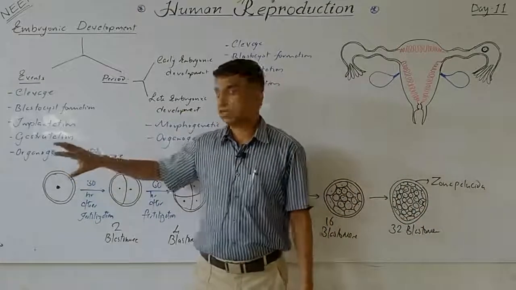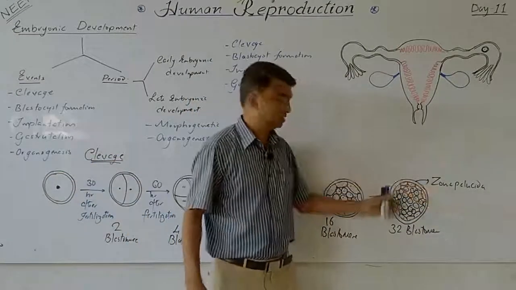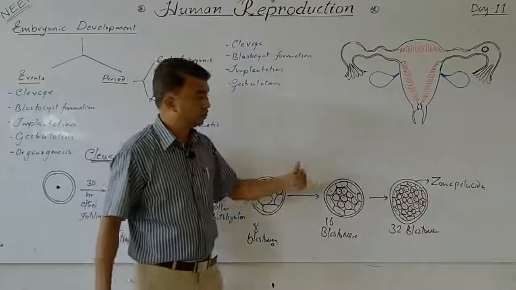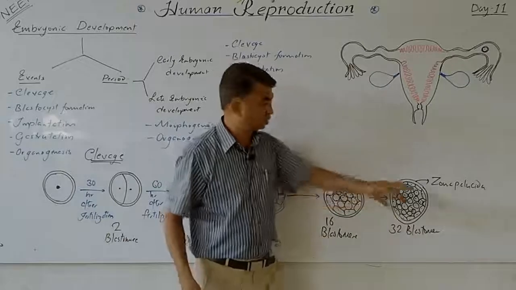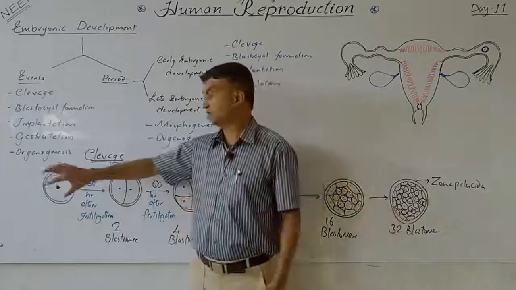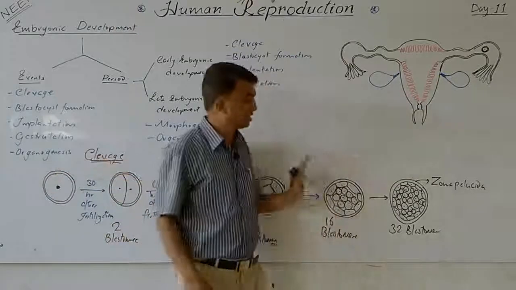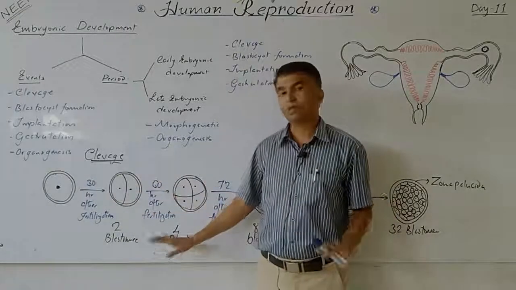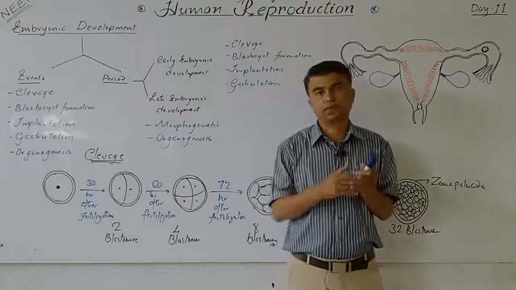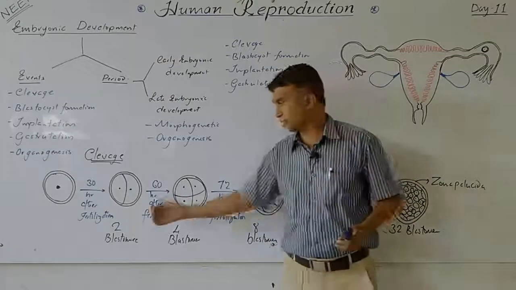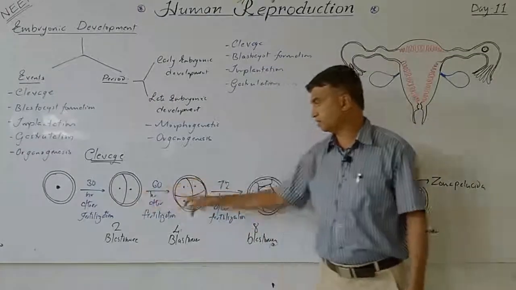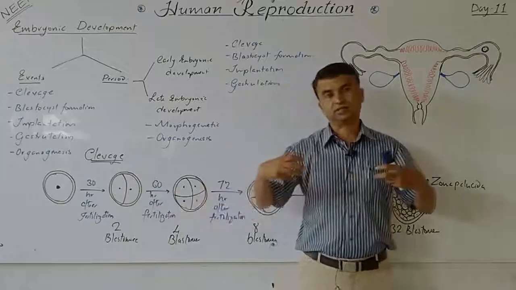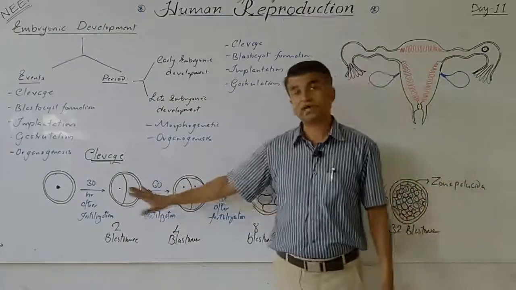Cleavage means the overall size of the embryo is almost similar to the zygote. Gradually, the nucleocytoplasmic ratio of each cell decreases. The total mass of all blastomeres is equal to the mass of the zygote. The size has not increased, the number of cells increases, and gradually the size of the blastomeres decreases. If you compare with mitosis, in mitosis the interphase is a little bit longer, but in cleavage the interphase is shorter. It undergoes repeated division, so the size of the blastomeres goes on decreasing, but in mitosis, due to the interphase, the size of the cell increases.